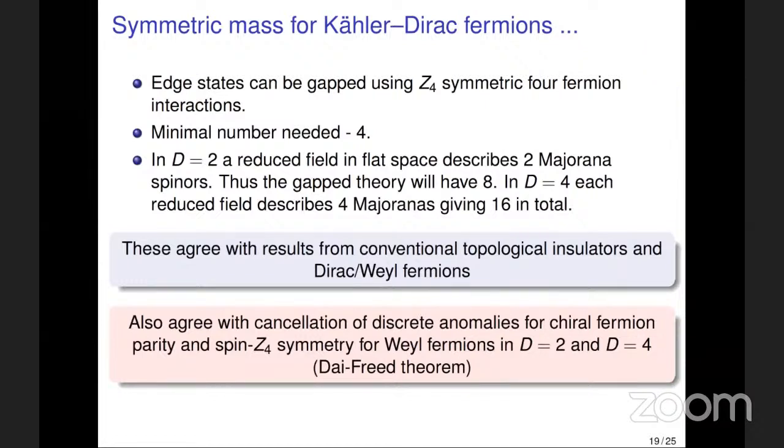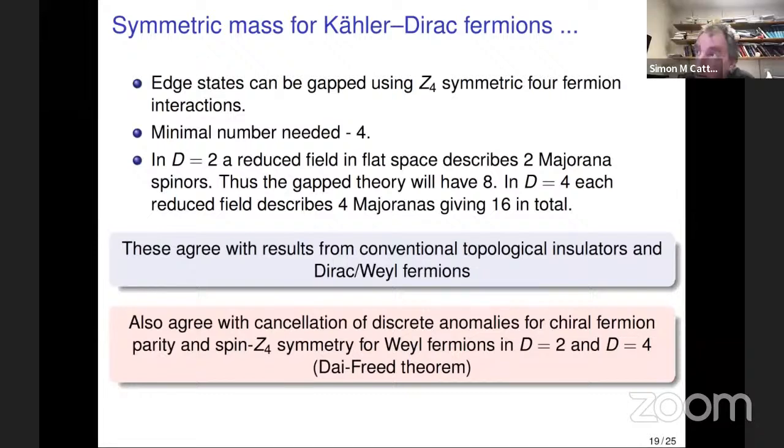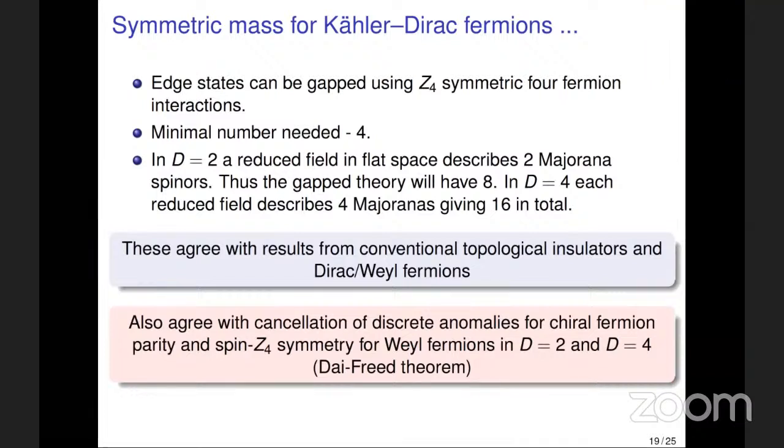Excuse me, can I have a question? You're talking about topological insulators. So in that case, usually we require time reversal symmetry. In your case, do you also require time reversal symmetry? No. So what I'm saying is this Z4 symmetry of Kaehler-Dirac fermions is somehow mopping up the effects of chiral fermion parity or time reversal in different numbers of dimensions for Weyl fermions. I see. So you only need a Z4 symmetry.